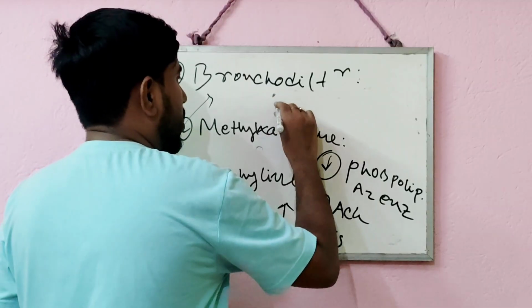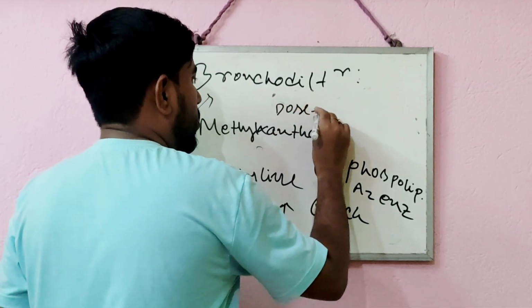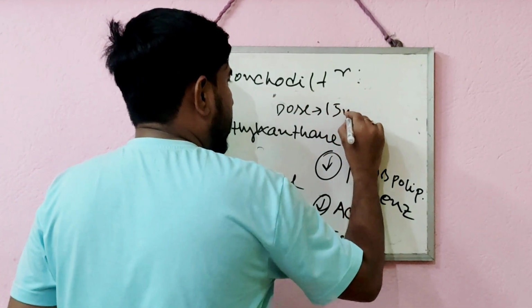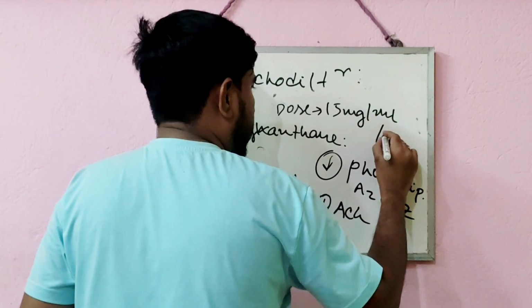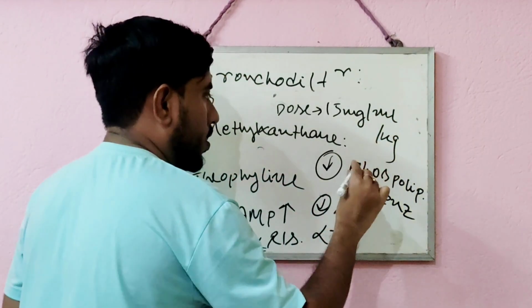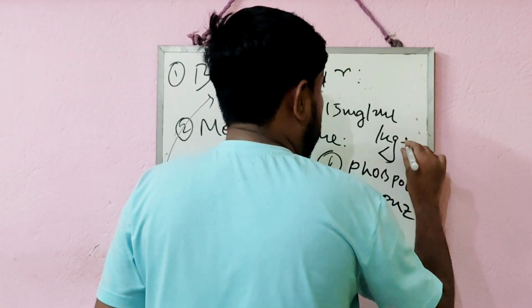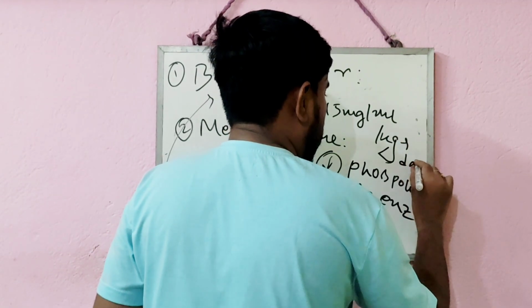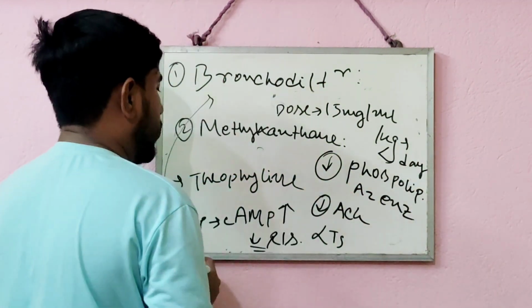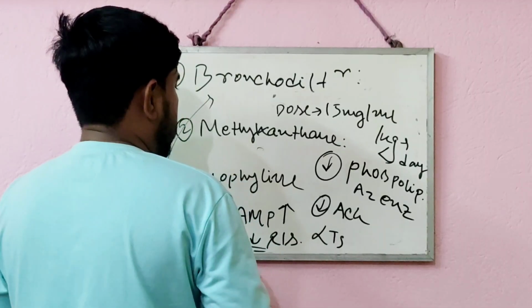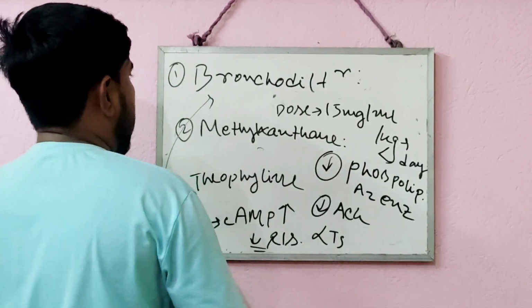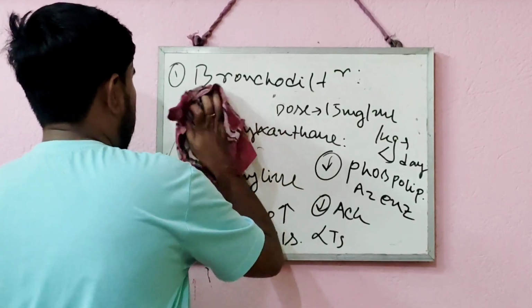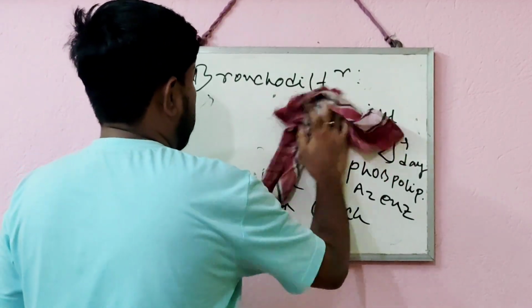And how much drug should you take? You should take 50 mg per kg of drug daily, or per day. So that is the dose you have to take, and this is how methylxanthine is going to show its action by dilating bronchial muscle and going to treat asthma.